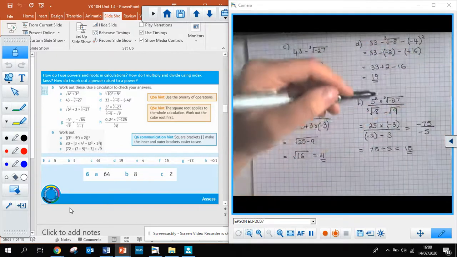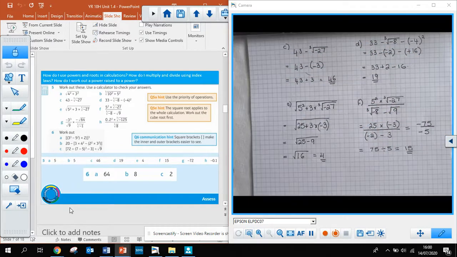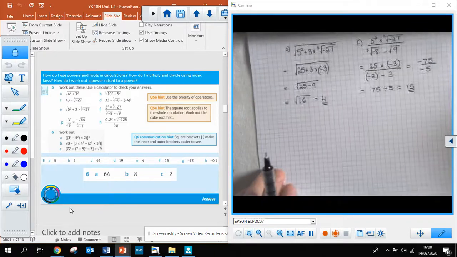So again, more involved, but take each bit step by step. Part G.